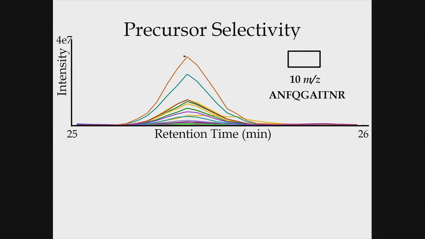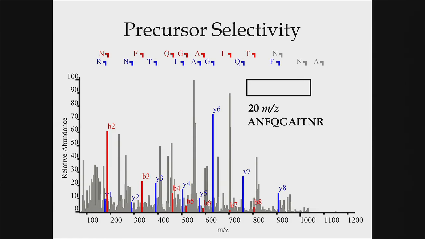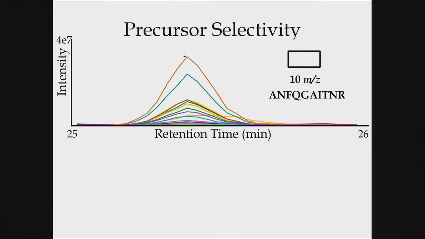So looking at this now, we're looking at the same peptide, but now we're extracting each one of these fragment ions over time. So this is the data from those extracted fragment ions as you would see it in Skyline for the 10 mass to charge wide window.